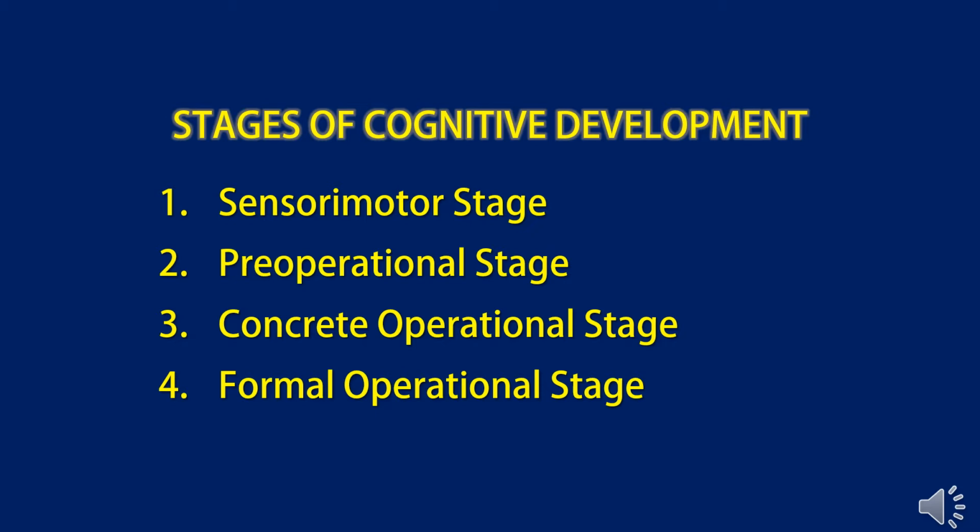The 4 stages of cognitive development described by Piaget are the sensory motor stage, the pre-operational stage, the concrete operational stage, and the formal operational stage.